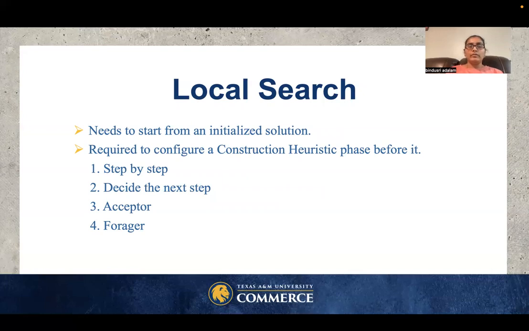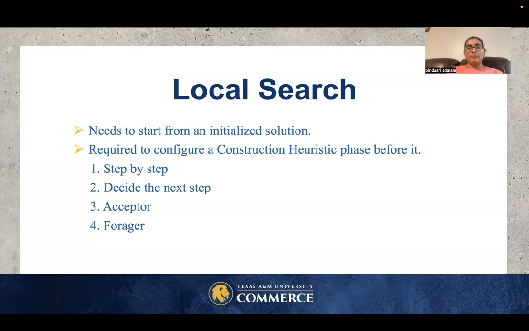So here we'll be seeing what the local search algorithm does. Local search algorithm starts from an initial solution and evolves the single solution into a mostly better and better solution. It uses a single search path of solutions, but not a search tree. Since the local search needs to start from an initialized solution, it's usually required to configure a construction heuristics phase before it. So here basically there are 4 steps.